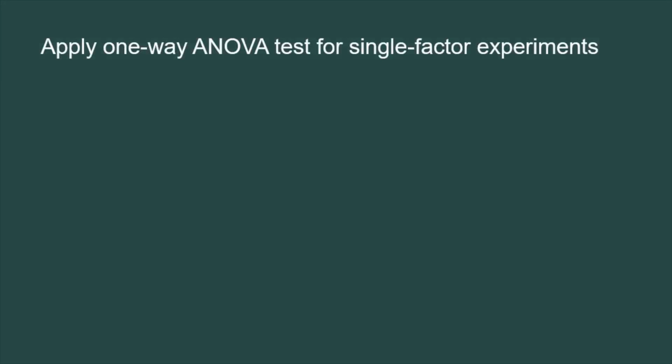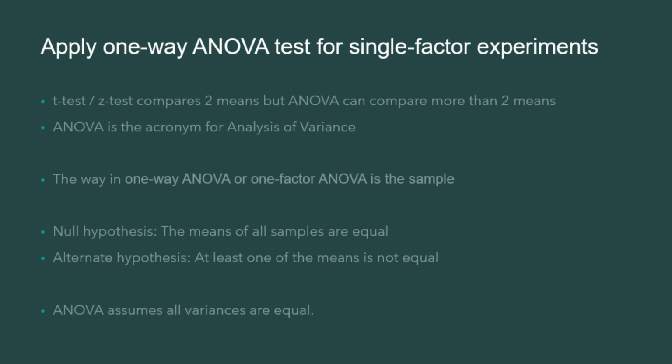T-test or z-test can only compare up to 2 samples. What will happen if I want to compare more than 2 samples? For example, let's say I have 3 recipes of curry chicken and I want to evaluate whether there is a preference for a particular recipe. This is where ANOVA comes in. ANOVA can compare more than 2 means. ANOVA is the acronym for Analysis of Variance.